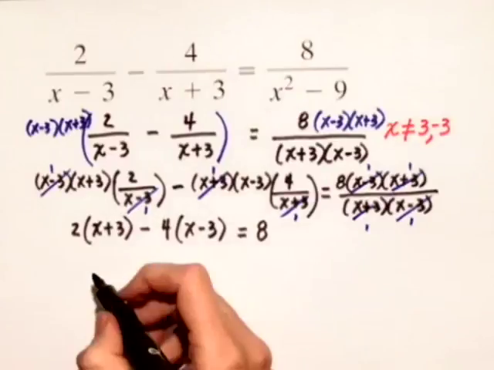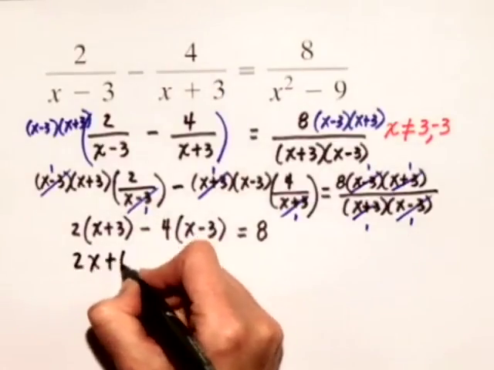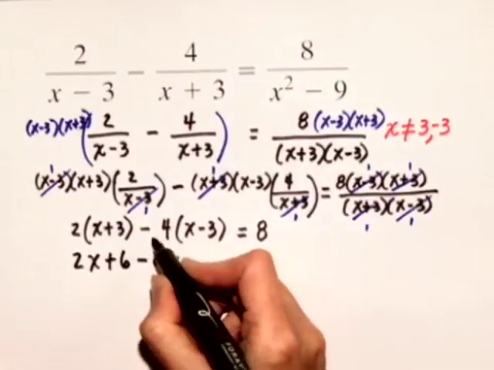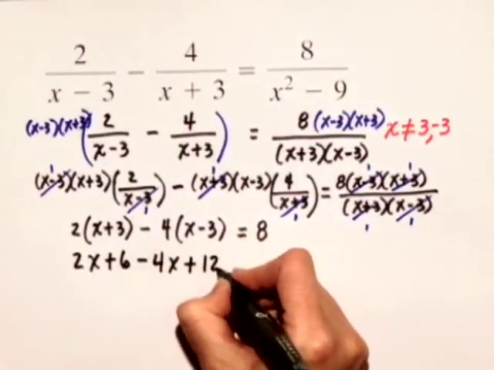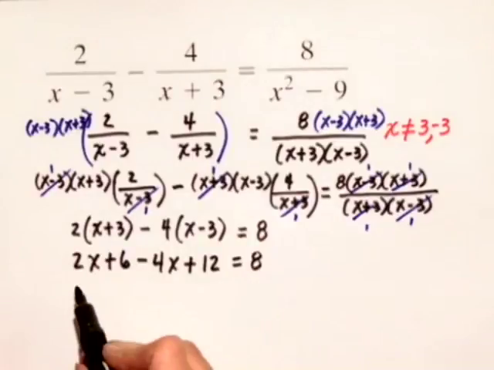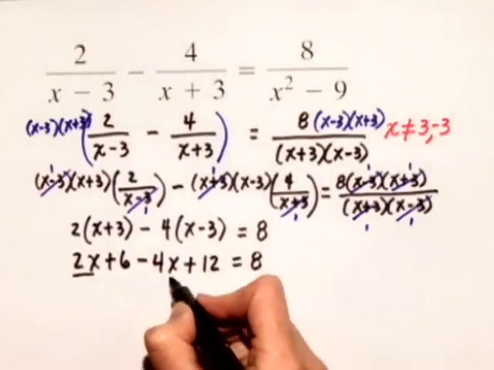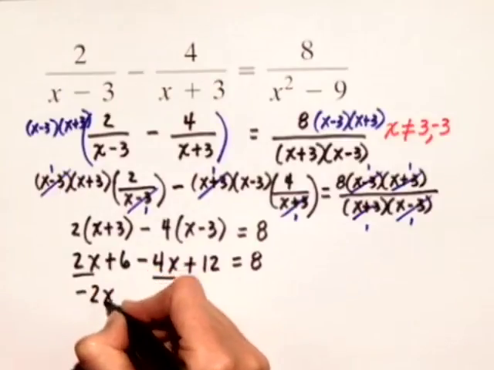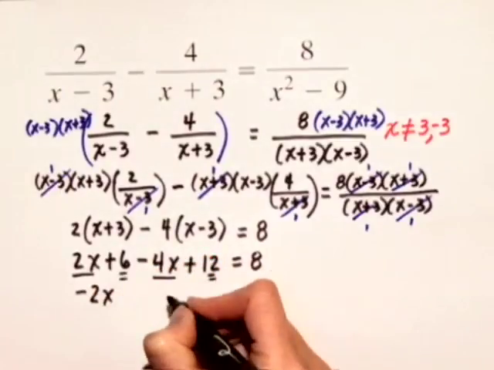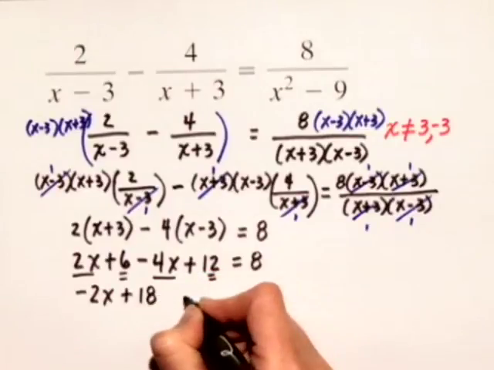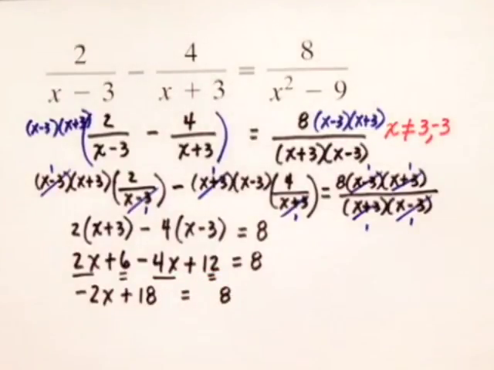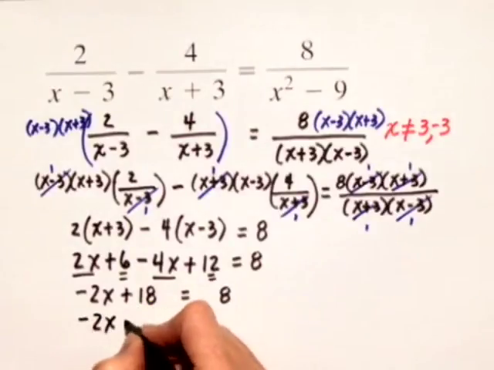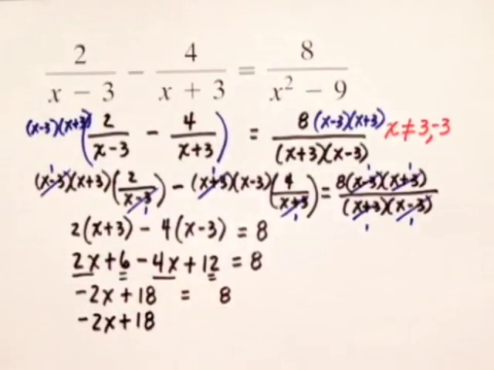Next we'll distribute. We have 2x plus 6 minus 4x, and then negative 4 times negative 3 is plus 12 equals 8. Let's combine like terms on the left-hand side. 2x minus 4x gives us negative 2x, and 6 plus 12 gives us plus 18. That's equal to 8 on the right-hand side. Next, we'll subtract 18 from both sides of this equation. Negative 2x plus 18 minus 18 is equal to 8 minus 18.